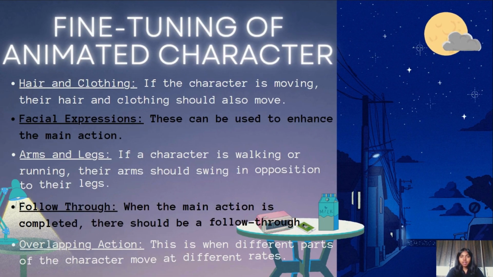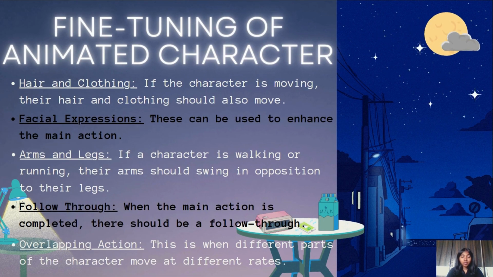Coming to fine tuning of animated characters. Hair and clothing. If a character is moving, their hair and clothing should also move. For example, if a character quickly turns their head, their hair should follow the movement a fraction of a second later. Facial expressions can be used to enhance the main action. A character's facial expression should reflect the effort they put into any action.